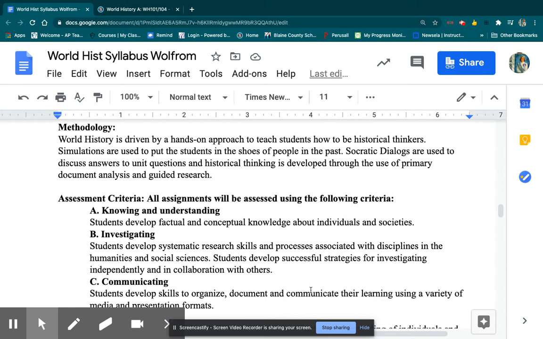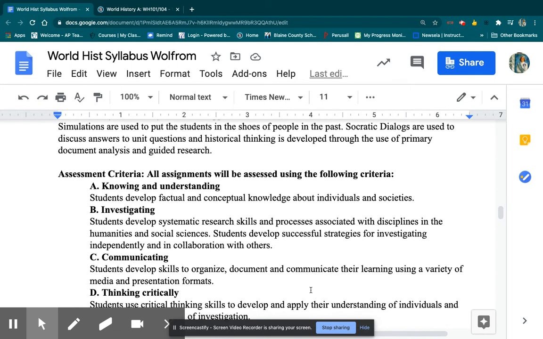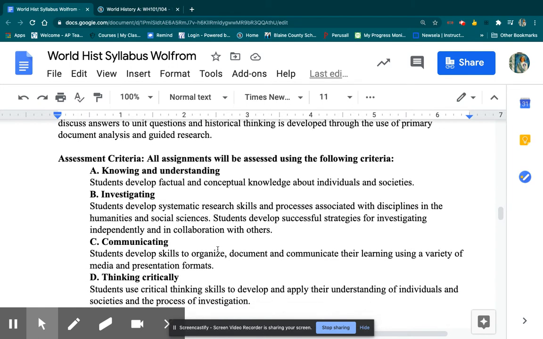All assignments will be assessed using one of the following criteria, sometimes maybe two. I would never do more than two. You're going to be assessed on knowing and understanding. This is you developing your factual and conceptual knowledge about individuals and societies. These are your vocabulary words. This is knowing your events. These are knowing your concepts. Those are your facts. You're going to be assessed on your investigating skills. You're going to develop systematic research skills.